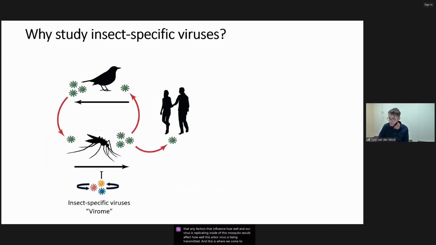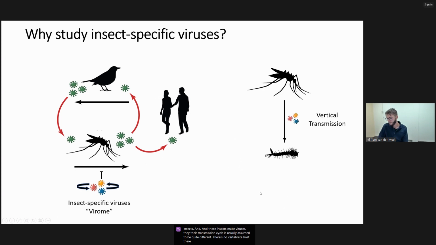And this is where we come to insect-specific viruses. As opposed to arboviruses, mosquitoes also carry a whole range of insect-specific viruses. And these insect-specific viruses, their transmission cycle is usually assumed to be quite different. There's no vertebrate host there. And although this is a simplification, it tends to be assumed that these viruses persist in mosquito populations through what is known as vertical transmission, where mosquitoes, either male or female mosquitoes, via infecting both sperm or eggs, infect a new generation in this way.